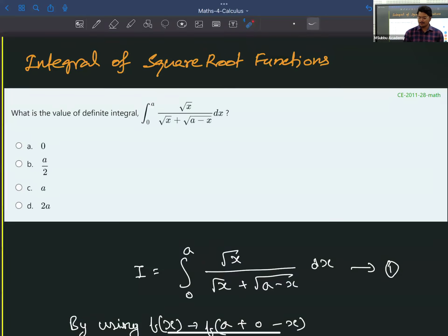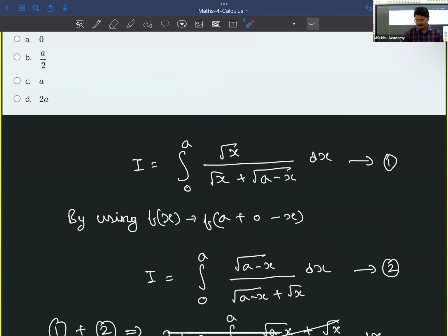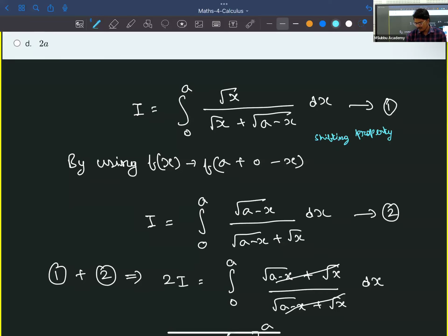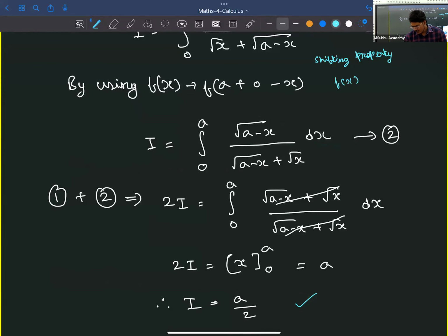Yes, I'm explaining the property again. I'll write it here. This is the shifting property. f of x can be written as f of a plus b minus x, where a and b are the limits of the integral. When you use this property, x should be replaced with the new x, which is a plus b minus x. That's what we have done here.